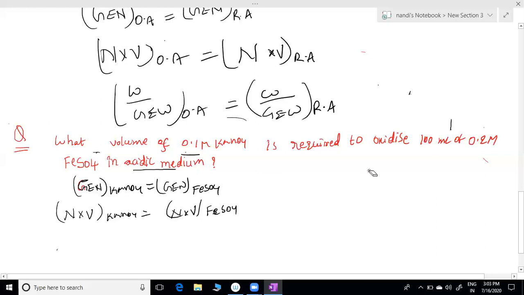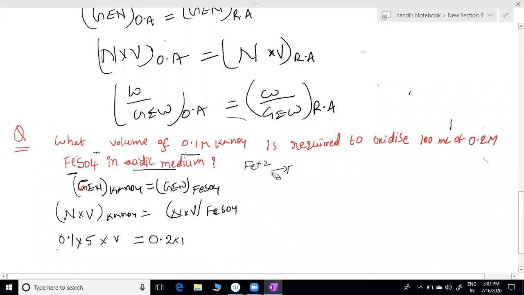Molarity 0.2. The n factor is 1, sir, because Fe2+ converted into Fe3+. Fe2+ converted into Fe3+ is the maximum oxidation state; it can't convert more than that. So when Fe2+ converts to Fe3+, the n factor change is 1 only. Here to here, 1 is the n factor.